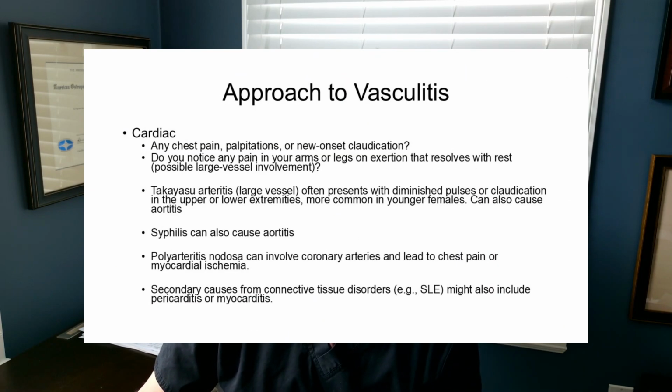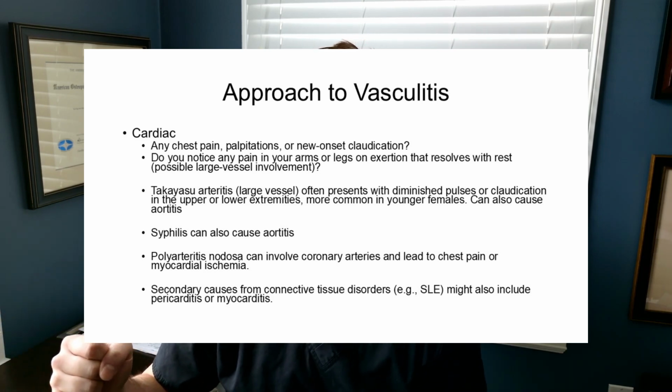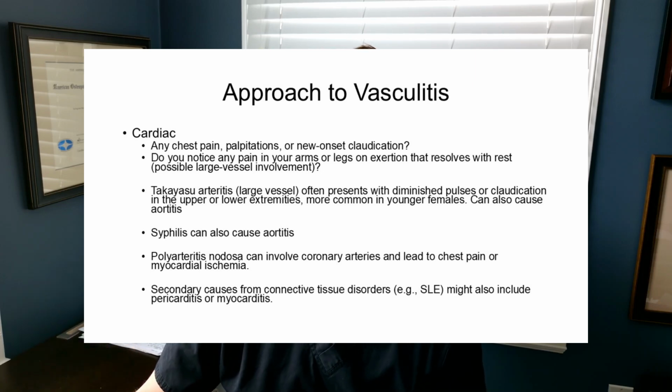This also might point to secondary conditions. Drug-induced vasculitis can also have respiratory symptoms, depending on what agent was started. We should ask the person about any cardiac symptoms. Are they having any chest pain? Any palpitations? Any new onset claudication in their arms and legs? This might point more to large vessel diseases with claudication.